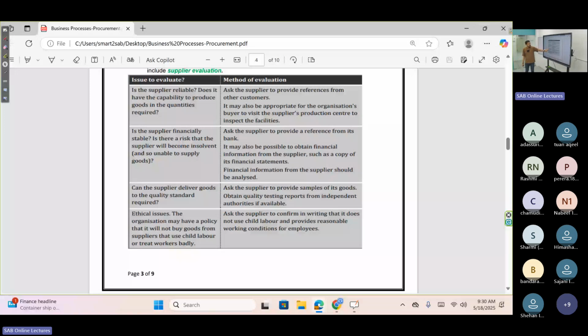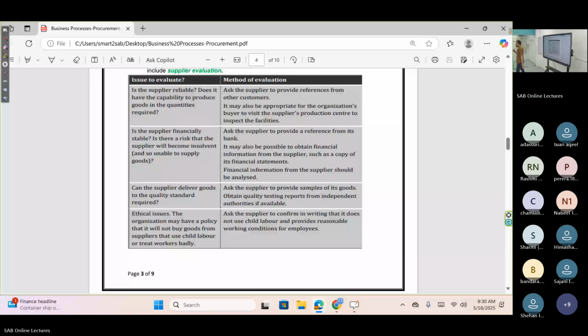Third one, can the supplier deliver goods to the quality standard? Fourth one, ethical issues. The organization may have a policy that it will not buy goods from suppliers that use child labor or treat workers badly. So ethical issues in a company are taken seriously. So these are the 4 issues to be evaluated before selecting the supplier. I have given the short form of these things there.